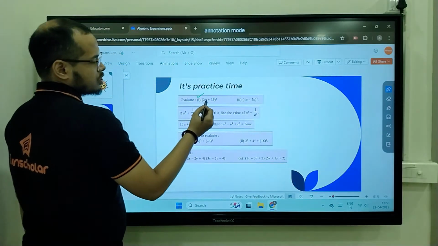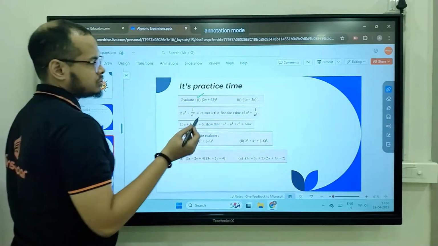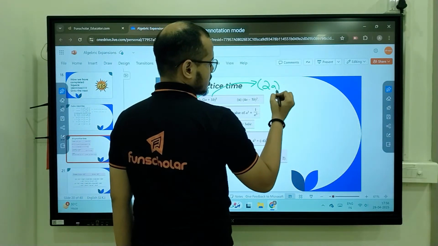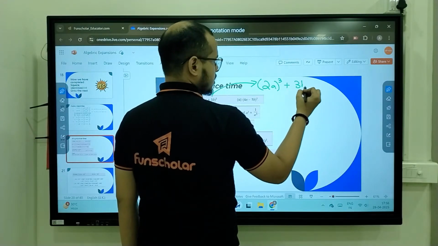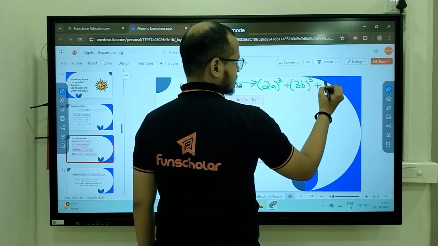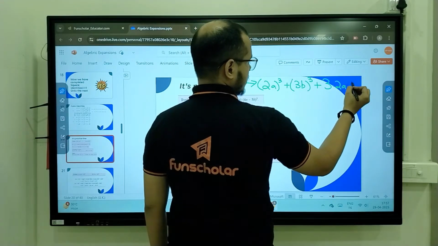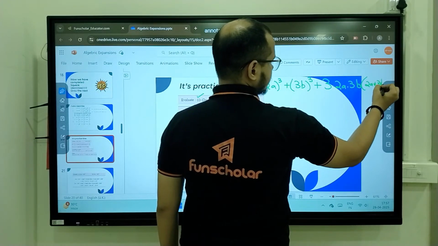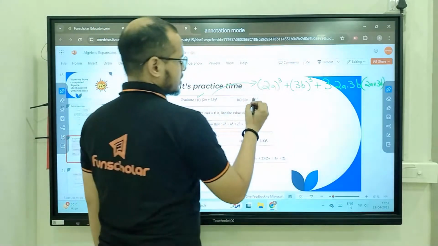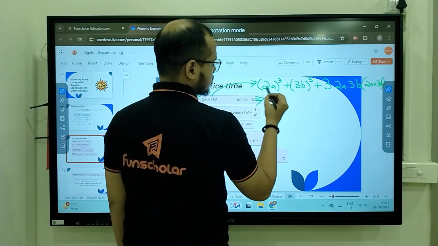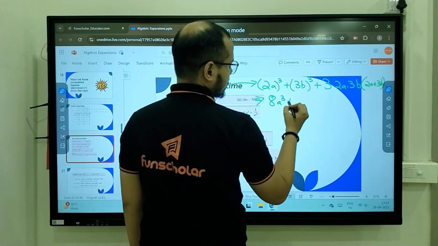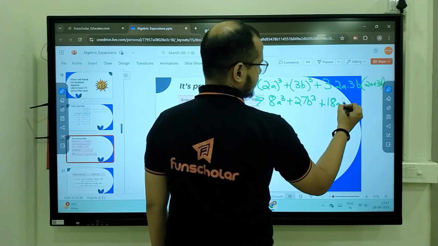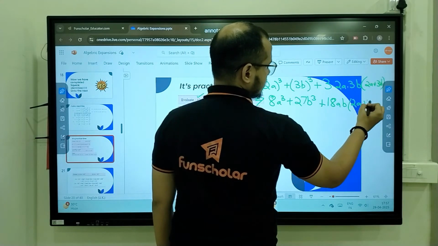2a plus 3b whole cube, they want us to just find out what is the cube of 2a plus 3b. So a cube plus b cube plus 3ab bracket a plus b. Second step is 8a cube plus 27b cube plus 18ab, 2a plus 3b.